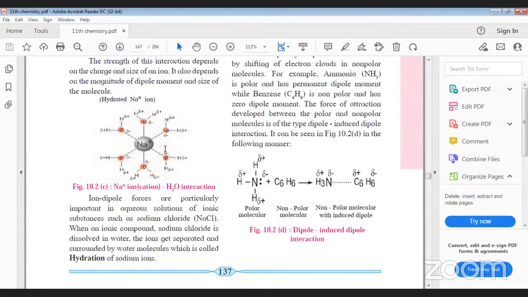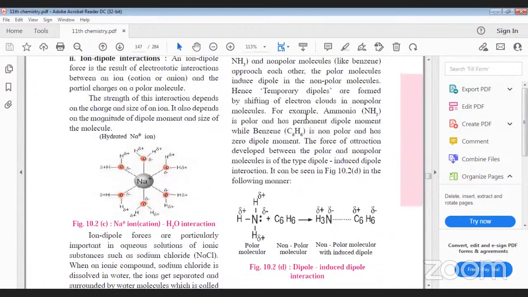Chlorine has a minus charge, so chlorine won't come with the negative. Negatives won't come close to each other. So chlorine will form an interaction with which ion in the water molecule, or which atom? Yes, answer me.